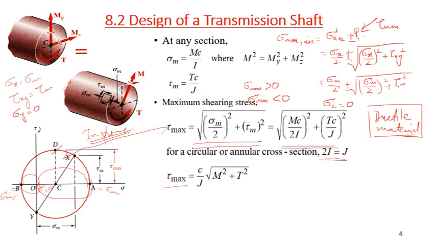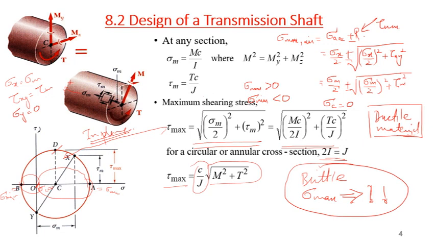Now if we know the material, we can find the cross section with the loading condition, or we can find the maximum shear stress and compare how much factor of safety there is. If the material is brittle, in that case we will consider sigma max. That will be the criterion for the brittle material, because brittle materials are weak under normal stress conditions.